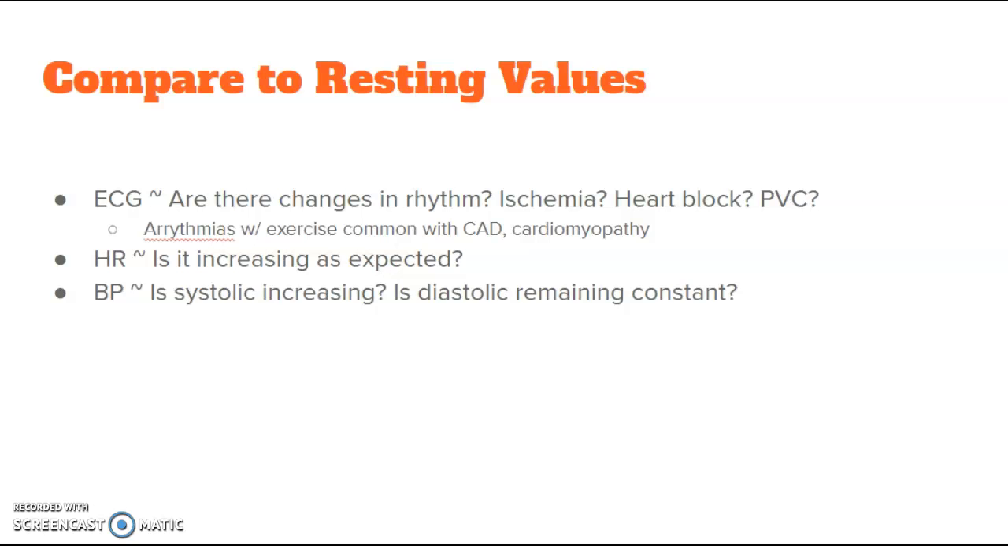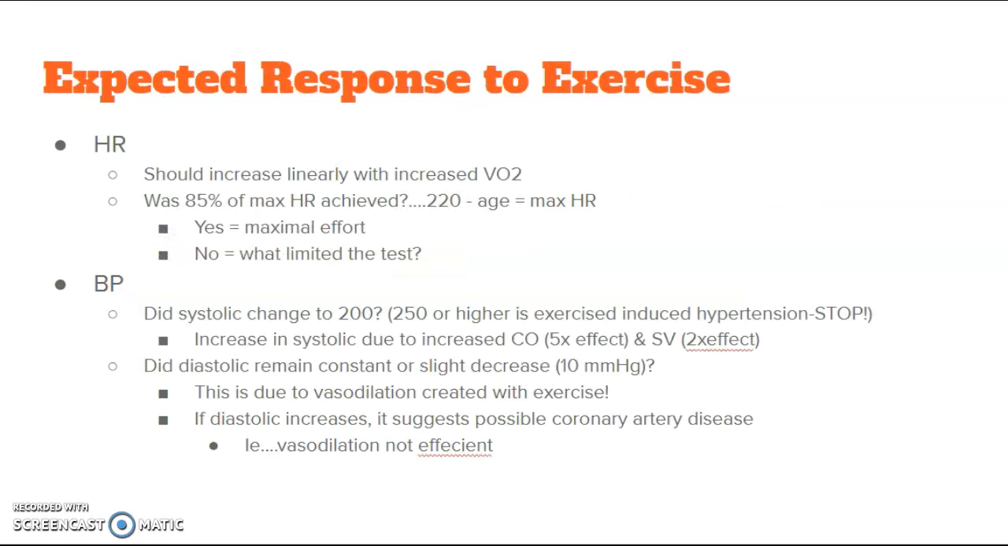Remember, with exercise, your systolic blood pressure should increase. It shouldn't go over 250, but it should increase, and your diastolic pressure should remain the same. The reason your diastolic pressure remains the same is because as you exercise, your body releases vasoactive chemicals and vasodilation should occur, so that would keep your diastolic pressure either remaining constant or you might see it drop just a little bit.